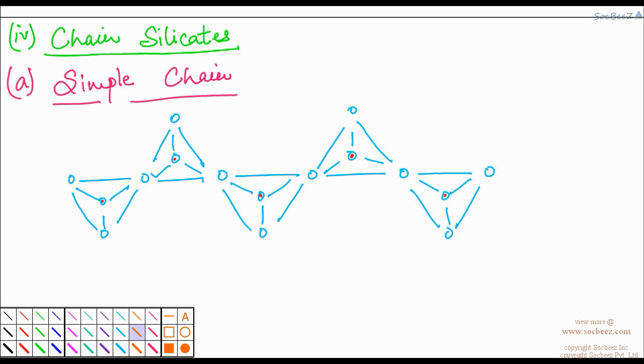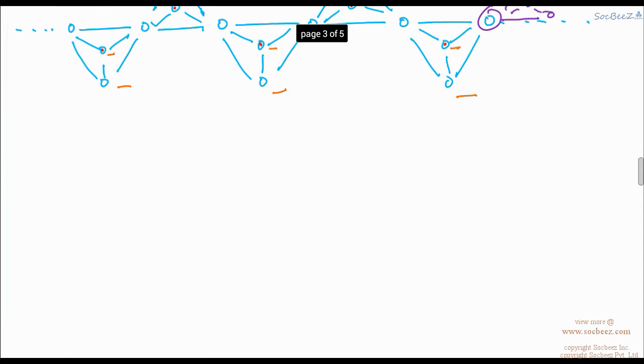The negative charges would be present where? The negative charges would be present over here. Negative charge won't be present over here. Let me tell you why. Because this structure is continued. This chain is continued. So this oxygen would be linked with another tetrahedral unit. Okay, something like this. So there won't be negative charge over here, and there won't be negative charge over here. And negative charge would be over here. Okay, so this will form a chain silicate. Okay, and this would be a simple chain.